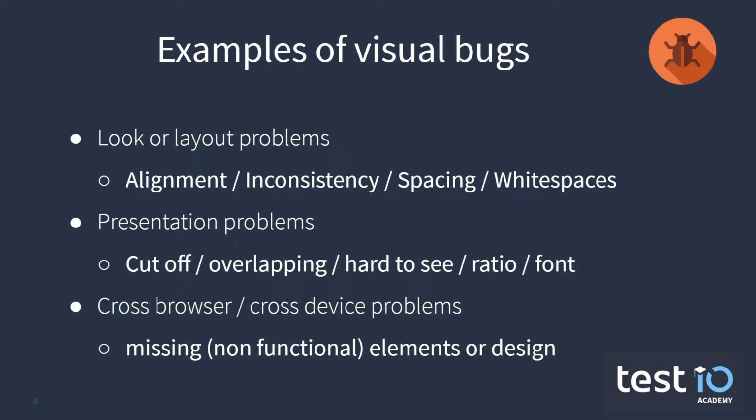To sum it up, we have three different kinds of visual bugs. First is look or layout problems, so any problems with alignment, inconsistency, spacing or white spaces. Second are presentation problems, so if anything is cut off, overlapping, hard to see, has a wrong ratio, or for example the font is changing. Last but not least, we have cross-browser or cross-device problems, so missing elements or design problems.